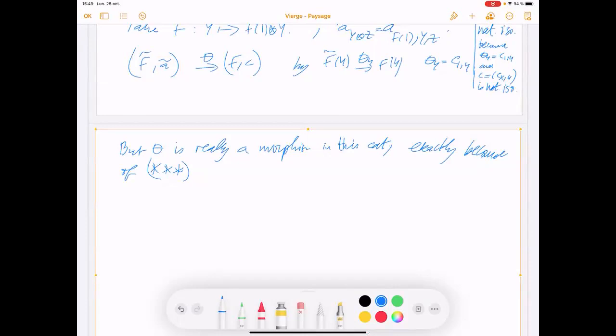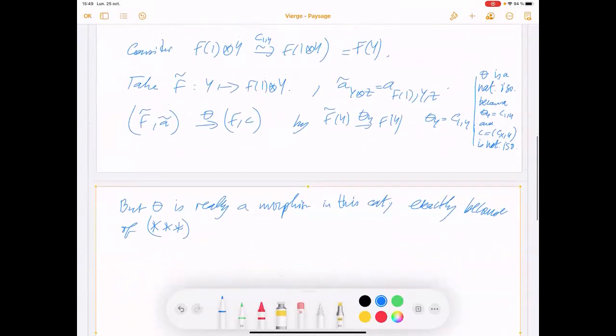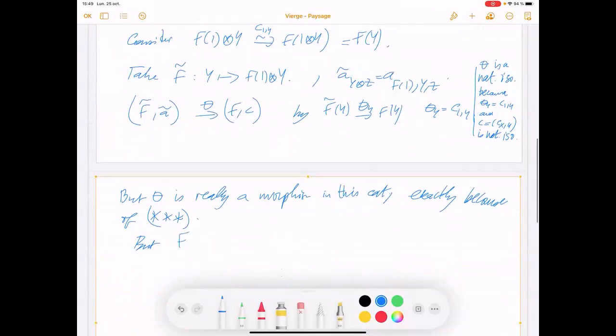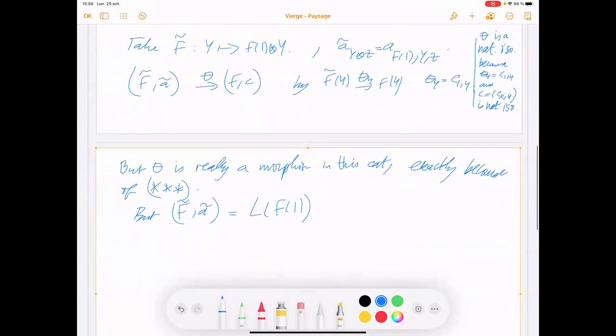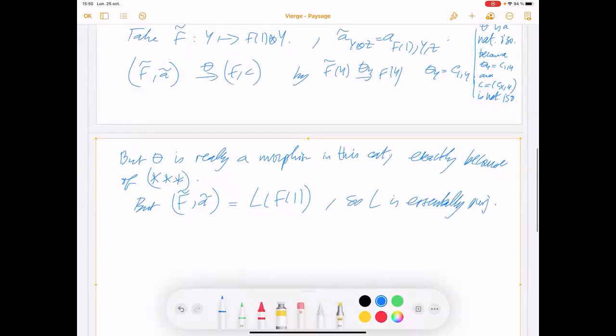Okay, so F theta, but F tilde is equal to L of F1. Exactly, also. So L is essentially surjective. This is what we wanted to prove.